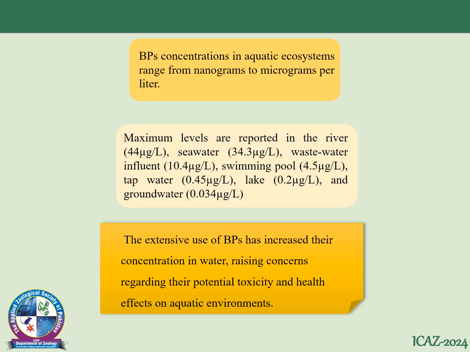Due to the extensive use of benzophenone in personal care products, its concentration in the environment ranges from nanograms to micrograms per liter. Here are a few stats that show its concentrations in different aquatic environments. As we see, the maximum levels are reported in the river, which are 44 micrograms per liter, followed by seawater, wastewater influent, swimming pool, tap water, lakes, and groundwater. So the minimum concentration has been reported in groundwater, while the maximum concentration has been reported in the river.